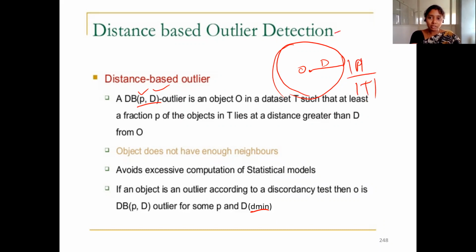If this is the data set, then out of all the points in the data set, at least a p fraction of the total data, that number of elements, should be present within the neighborhood of that object. If not, then that particular object O is considered an outlier. Otherwise, it is not an outlier.